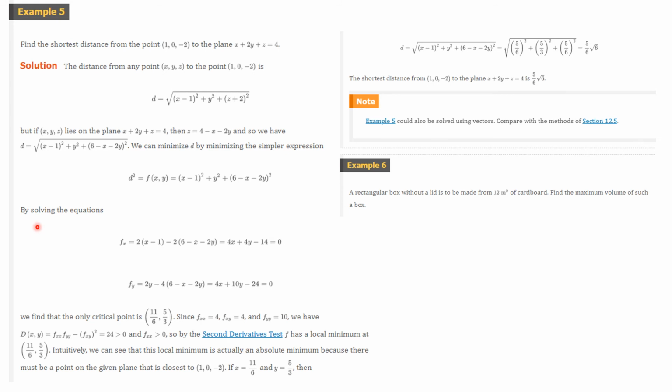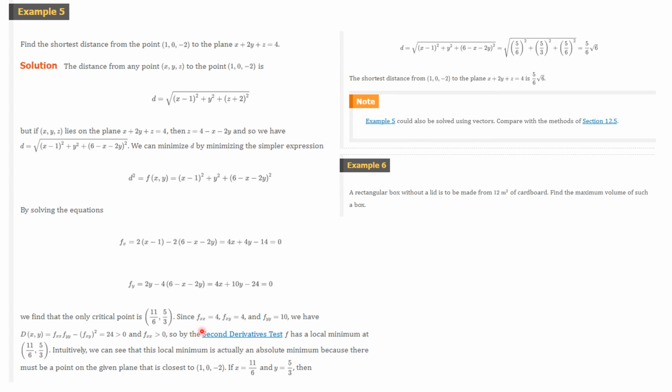So what we do then is we're going to take the derivatives of this new f of x, y with respect to x, getting this, and with respect to y, getting this. Please make sure that you understand these calculations. And so we have this equation and this equation, and there are two equations and two unknowns. Both of these are linear equations which we can solve, and solving them simultaneously we get the critical point is 11 over 6 comma 5 over 3.